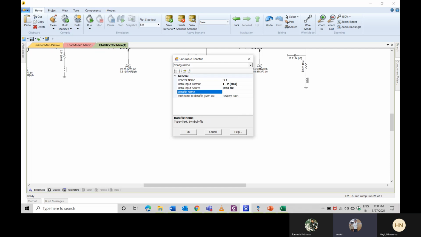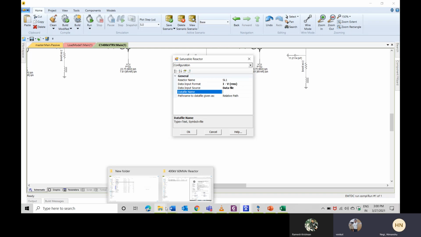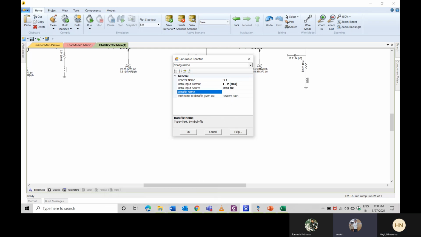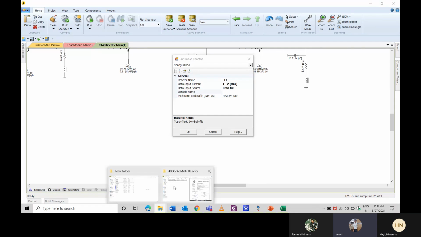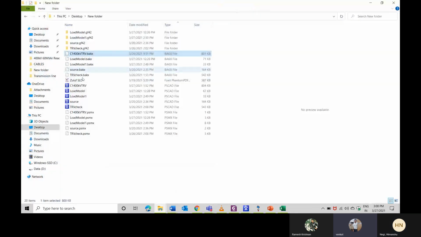What we have to do is choose data file here and give the name of the particular Notepad file which we have created in a particular location. That data file has to be inside the same folder where you have saved this file. Here you can see, I have created a new folder, and inside that folder I have all those files. Here you have to put that Notepad file name, with its extension, and it will link.